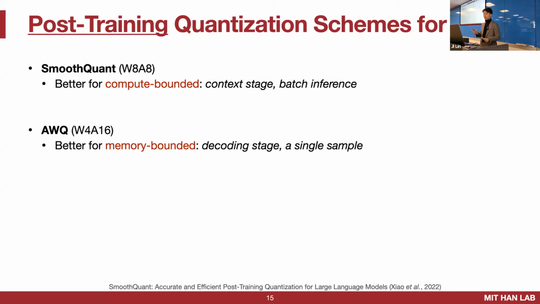So we have two quantization schemes. One is SmoothQuant for 8-bit weight and activation quantization, or W8A8 for short, for batch inference, where it is usually compute bound. And we also developed AWQ, which is for low-bit weight-only quantization. For example, it only quantizes weights into 4-bit, which is good for memory bound cases, like running with a smaller batch size.